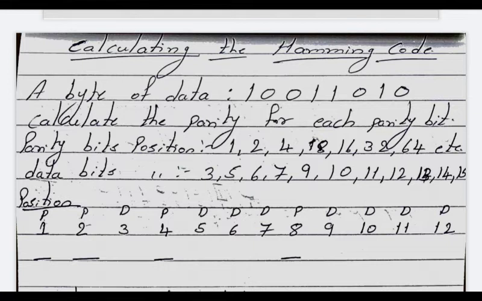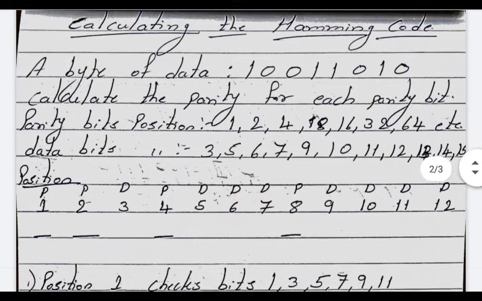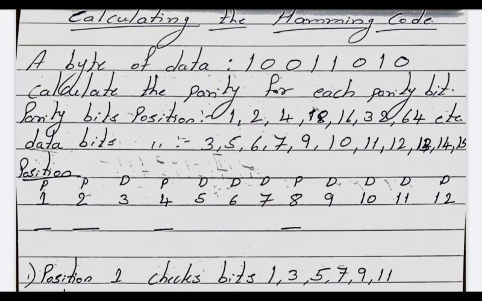Now what you have to do is calculate the parity for each parity bit. First, I have written the positions for the parity bits and the positions for the data bits. As I told already, the positions for the parity bits are powers of 2, that is 2 raised to 0, 2 raised to 1, 2 raised to 2, and so on. So that is 1, 2, 4, 8, 16, 32, 64, etc. These are all the parity bit positions, and the remaining positions are all data bit positions.